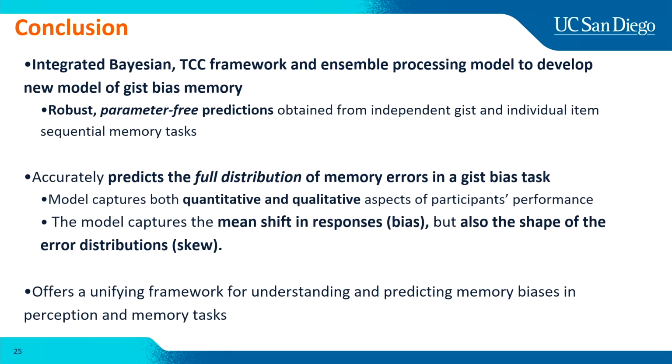So in conclusion, this study combines the Bayesian framework, the target confusability competition model, and the ensemble processing model to generate parameter-free predictions of gist biases by integrating the gist-based information and item-specific information. And importantly, the model can capture the key quantitative aspect, like the average bias in responses, and the qualitative aspect of the data, such as the shape and skew of the error distributions. So together, this approach provides a unified framework for understanding and predicting memory biases in visual working memory and in visual long-term memory tasks.